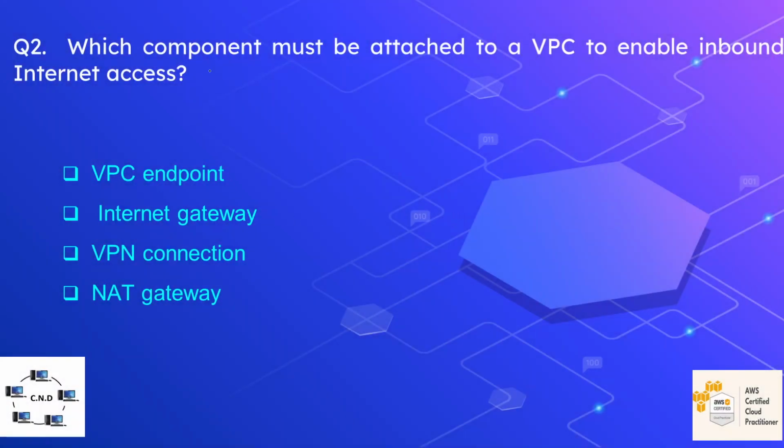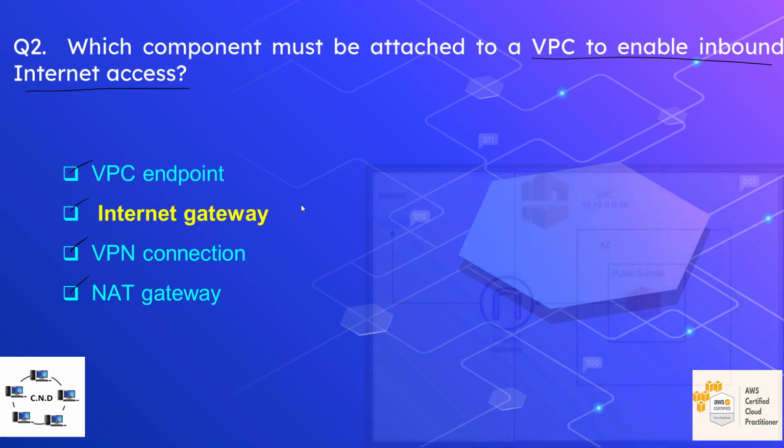Question number two is: which component must be attached to a VPC to enable inbound internet access? The options are option A, VPC endpoint, option B, internet gateway, option C, VPN connection, and option D, NAT gateway. And the correct option is the internet gateway.